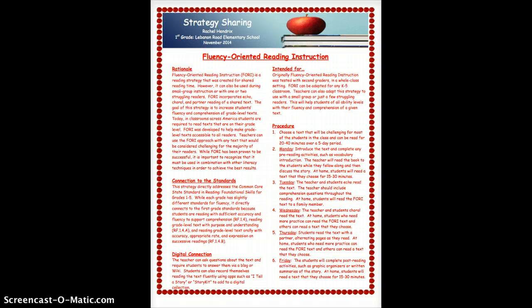Fluency-oriented reading instruction is directly related to the Common Core Standards in Reading foundational skills. The repeated readings of the text help students read with accuracy that supports their comprehension and understanding of a text. In order to set up fluency-oriented reading instruction in your classroom, the first step is to choose a text that will be challenging for most of your readers and that can be read over a 5-day period for 20 to 40 minutes. It is also important to note that fluency-oriented reading instruction has a home component where students are required to read the text at home as well.